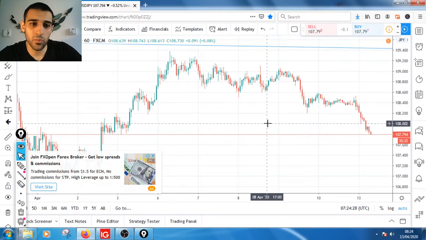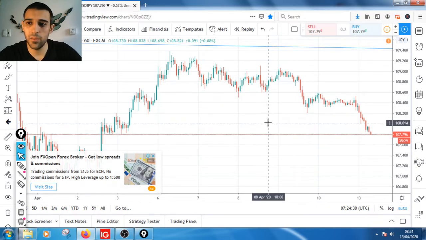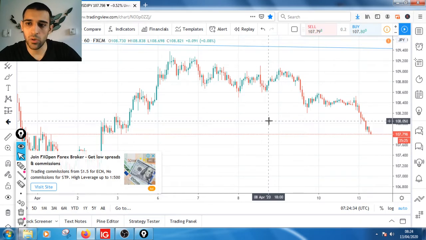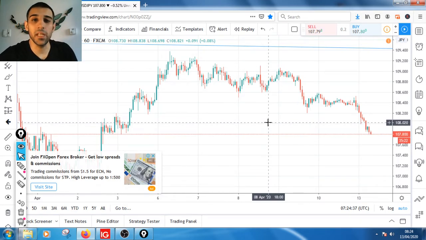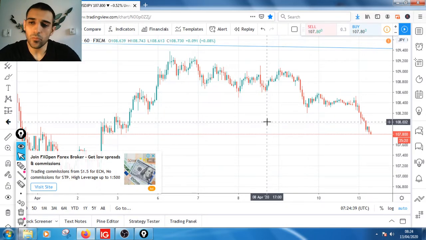We can get away pretty easily with a 10 pip stop loss, probably 12 pips, and if you want to give it extra room, you can even go up to a 15 pip stop loss. You can get away with it even if you take 20 pips and run it down to 107.20. It still gives you a 1-to-3 risk reward, which is pretty decent. But of course, if you keep your stops tighter, then your risk reward is going to skyrocket.